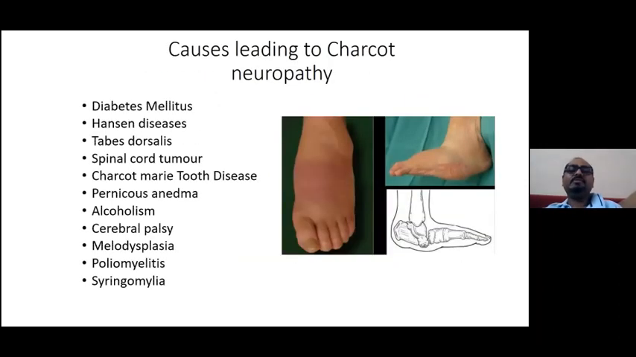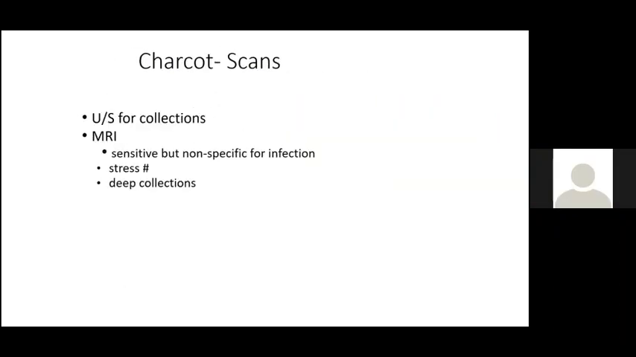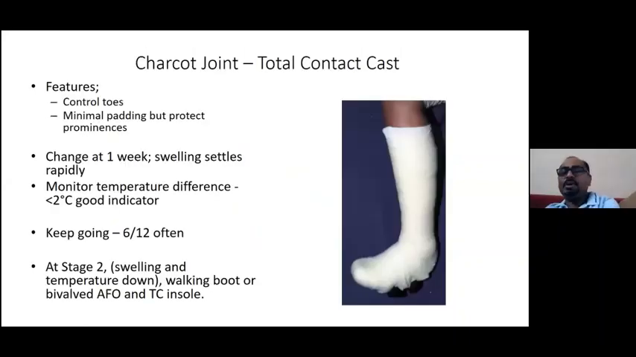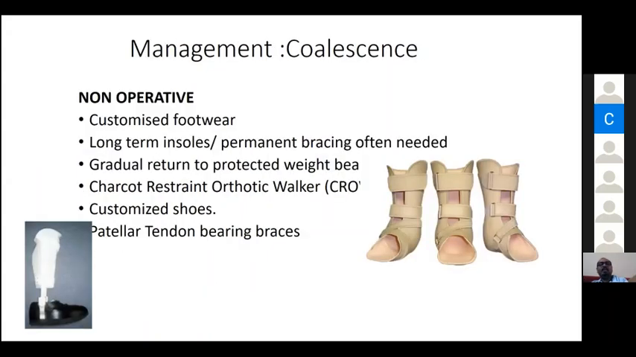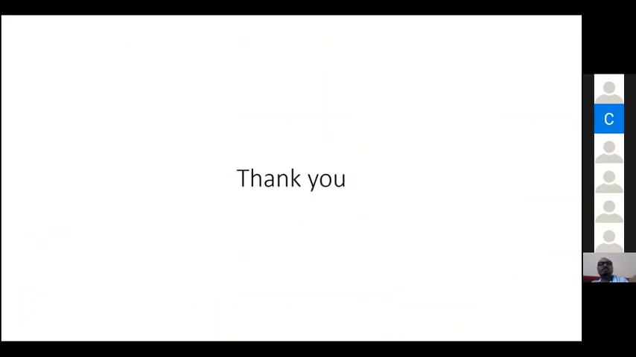Treatments are different upon the different stages, but always try to treat early, and that is where the importance of total contact cast is. You should know to identify this as a clinician, and for your exam, you should know about this total contact cast. So look for the temperature, monitor the temperature difference, and keep on going. You might have to go for at least 6 months. It looks to be very long, but this is how you can save the foot, you can save the limb from amputation, and the patient walks normally. And then there are these other things which I'm not going into.